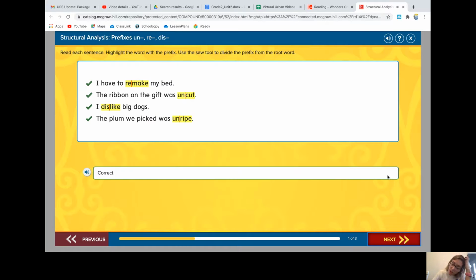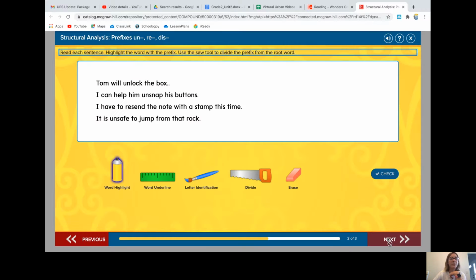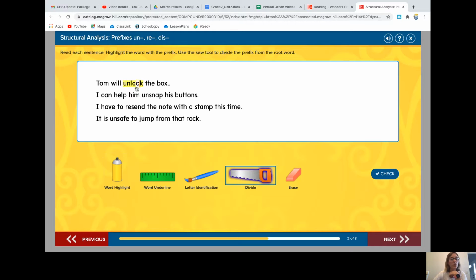Good job. All right, let's do another group of this together. Ready? Okay. Tom will unlock the box. What is the prefix word? Unlock. Very good. What is the root word? Excuse me, the root word versus the prefix in unlock? Yes, un is the prefix, so we're going to separate it.